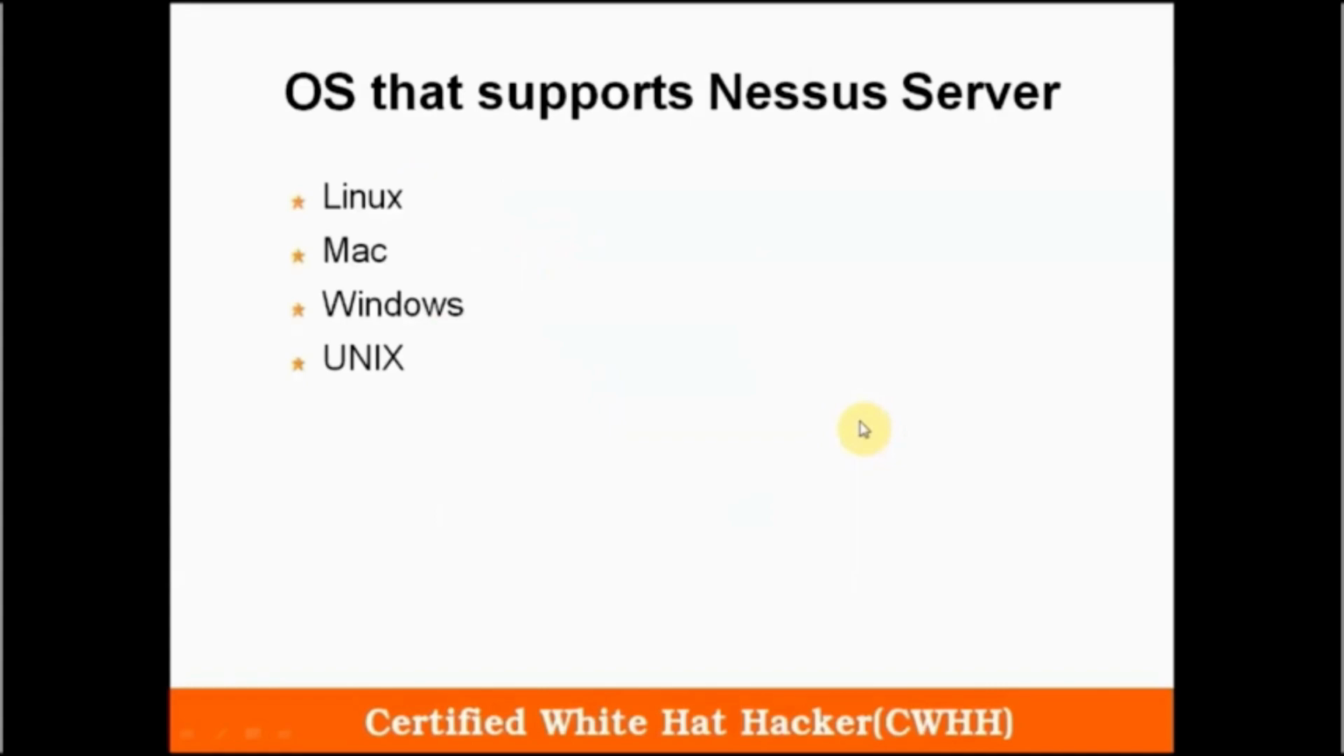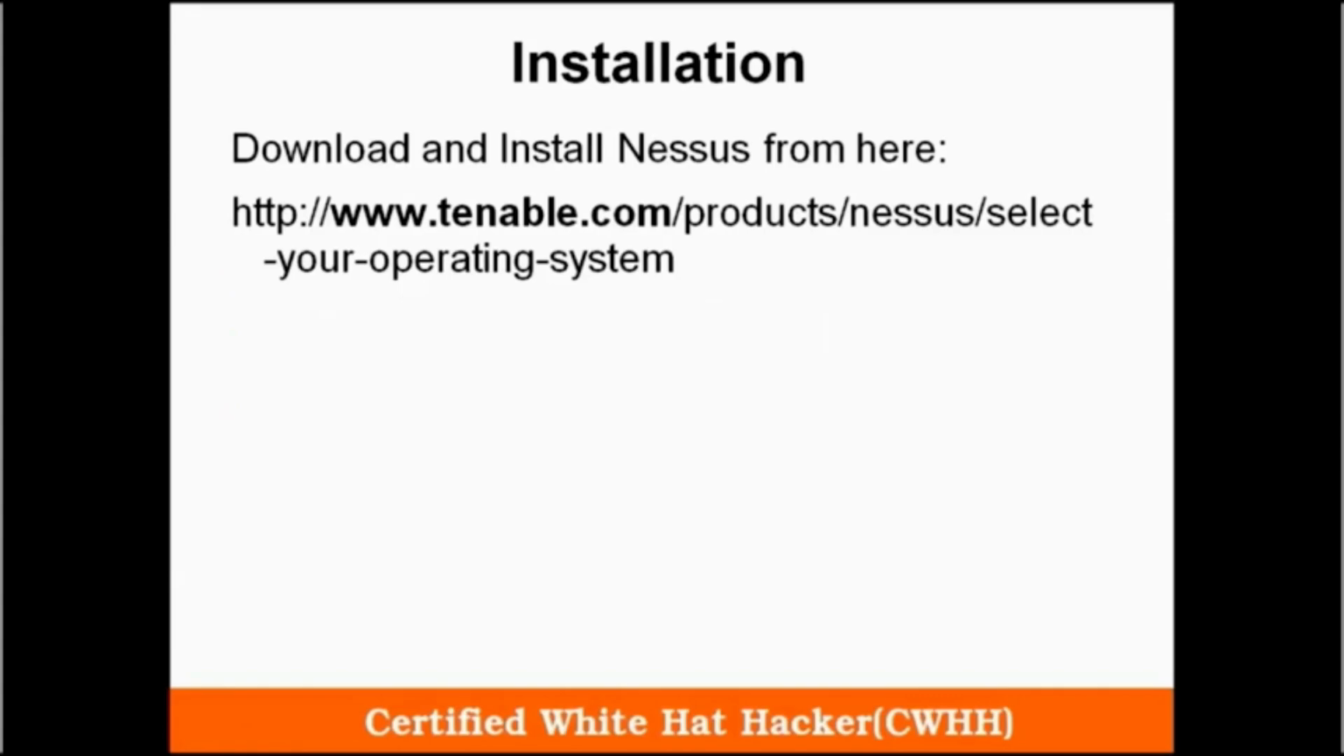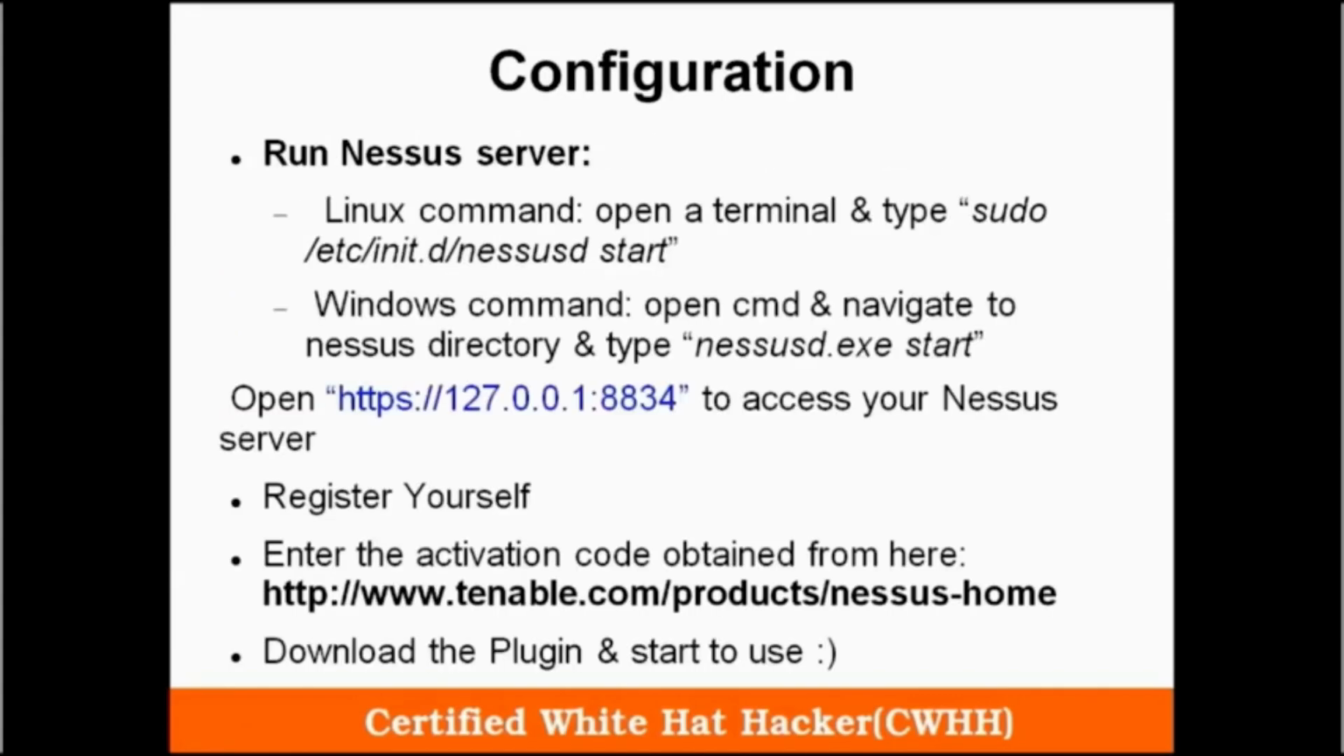The different operating systems that support the Nessus server are Linux, Mac, Windows and Unix. It also has features like network vulnerability scanning, web application vulnerability scanning, Windows malware scanning, and a lot more. You can download and install Nessus from this link over here, and once it's installed, you need to do some basic configuration before you can start.